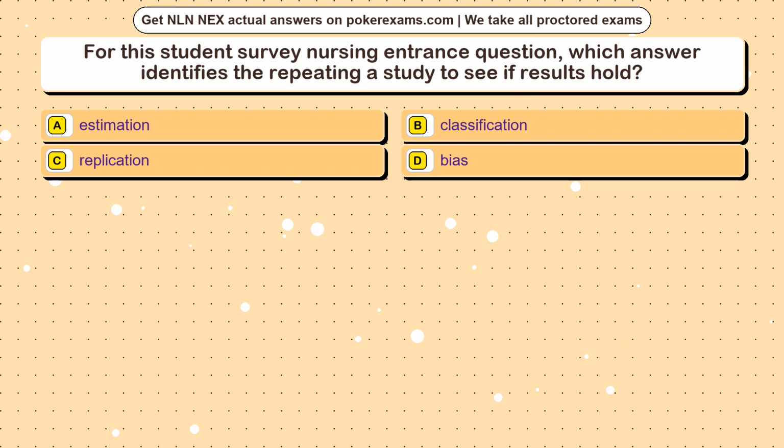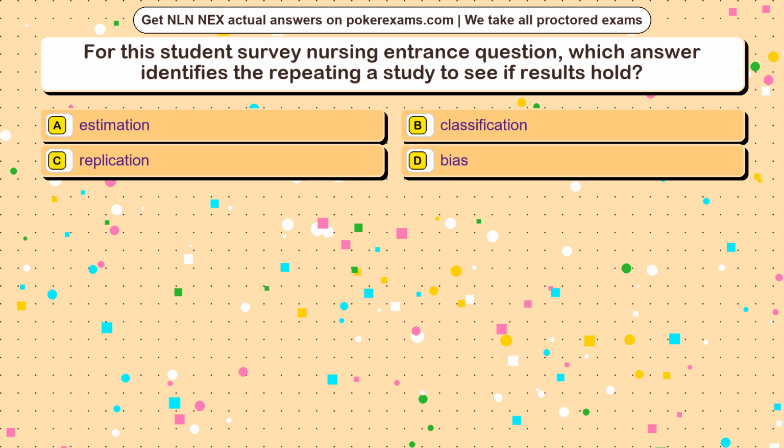Question 13. For this student survey nursing entrance question, which answer identifies repeating a study to see if results hold? Option A, estimation. Option B, classification. Option C, replication. Option D, bias.